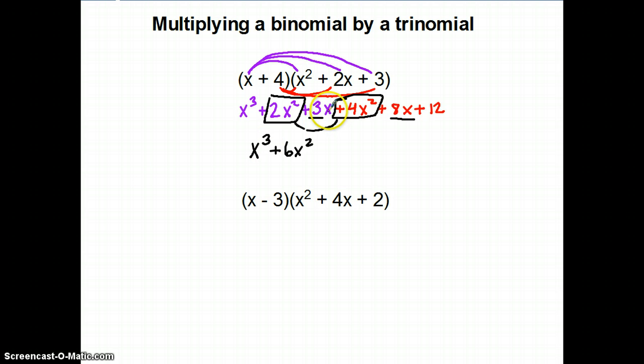Adding the coefficients on my x terms, I have a positive 3 and a positive 8, which add to positive 11x plus 12. And this is as simplified as you can get. Go ahead and take a moment and pause the video and try the next one on your own.